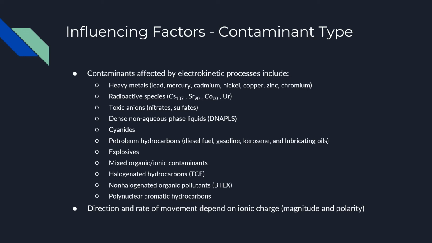Now, despite this long list, electrokinetic remediation has been known to be most popularly used for heavy metals and organic pollutants, and it's most effective for these as well. In addition, the direction and rate of movement depends on ionic charge, both the magnitude and polarity, so it's important to know the ionic charge of your contaminant itself, as it might change the effectiveness of electrokinetic remediation.